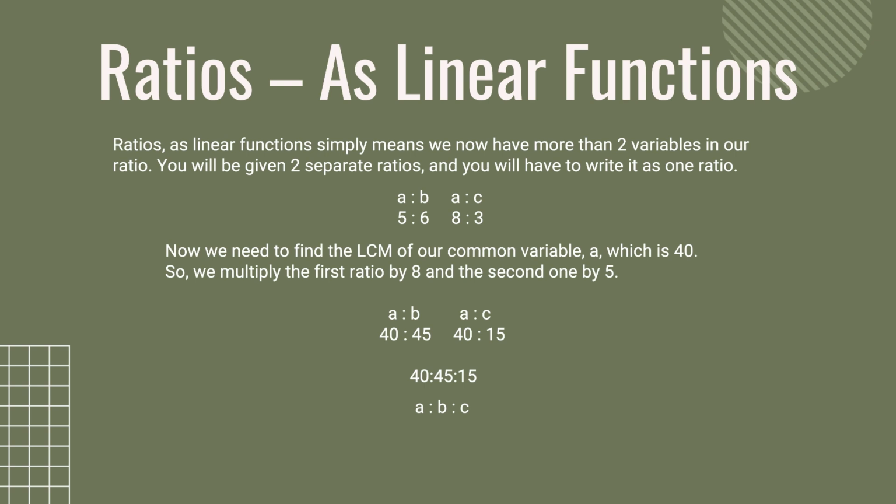So now our ratios below is what we would do if we multiply both sides by each number. So A to B is now 40 to 45, and A to C is 40 to 15. And as we have a common one of A, we can now write this all as one whole ratio, which is 40 to 45 to 15.